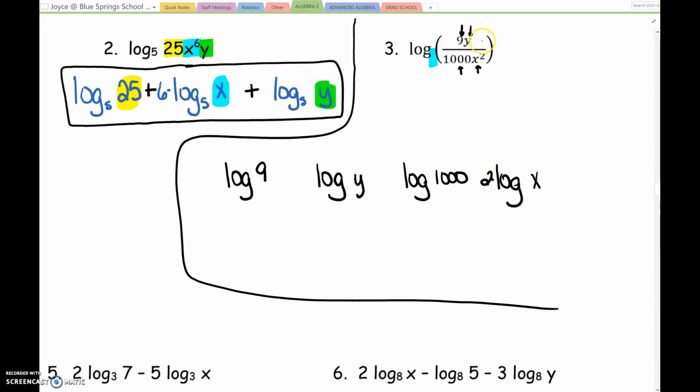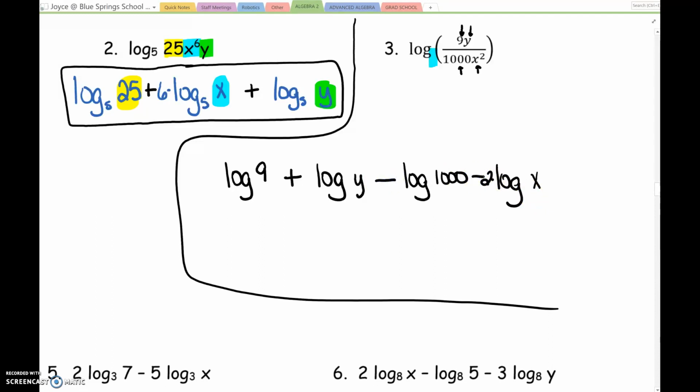9 and y are on the top. So log of 9 needs to be positive. Log of y needs to be positive. 1000 and x squared were on the bottom, so those logs both need to be negative.